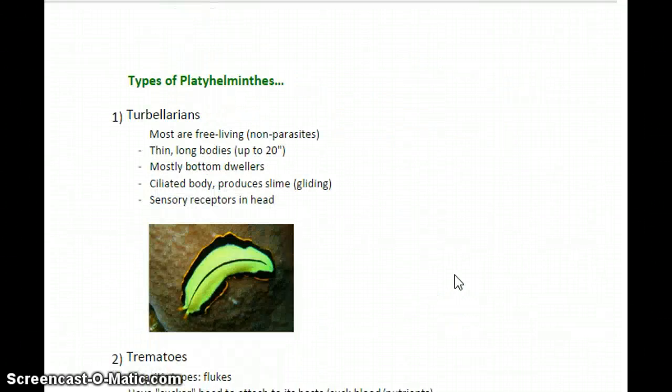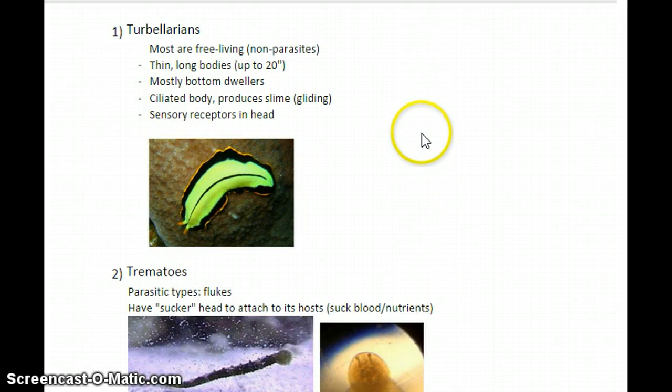So, a couple of different types of Platyhelminthes. Turbellarians are one category. These guys are kind of cute. These are the free-living, non-parasitic variety. They tend to be thin and long and ribbon-looking, marine or freshwater. They're mostly bottom dwellers, and these guys can actually produce a little bit of slime, and they sort of flutter through the water, so they're kind of neat-looking.